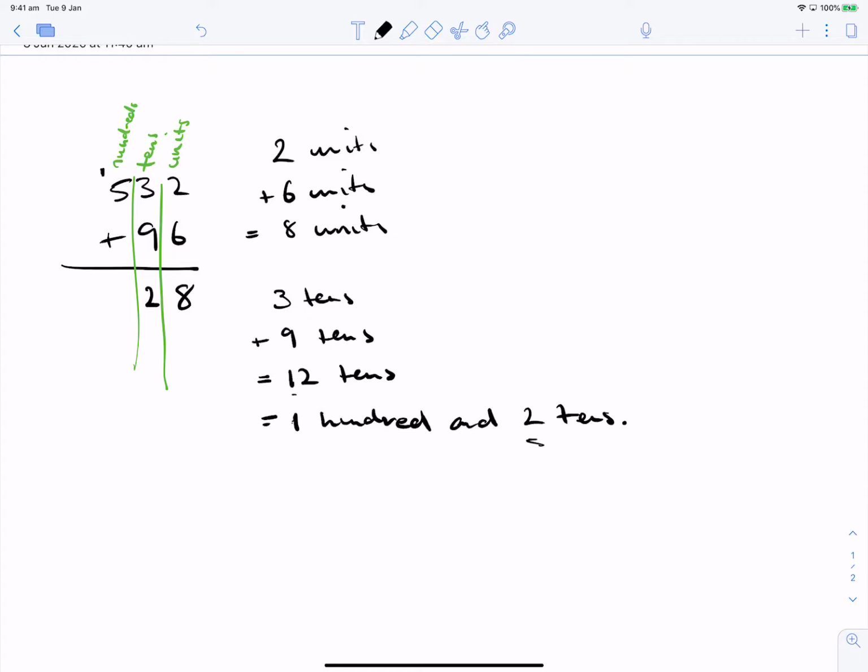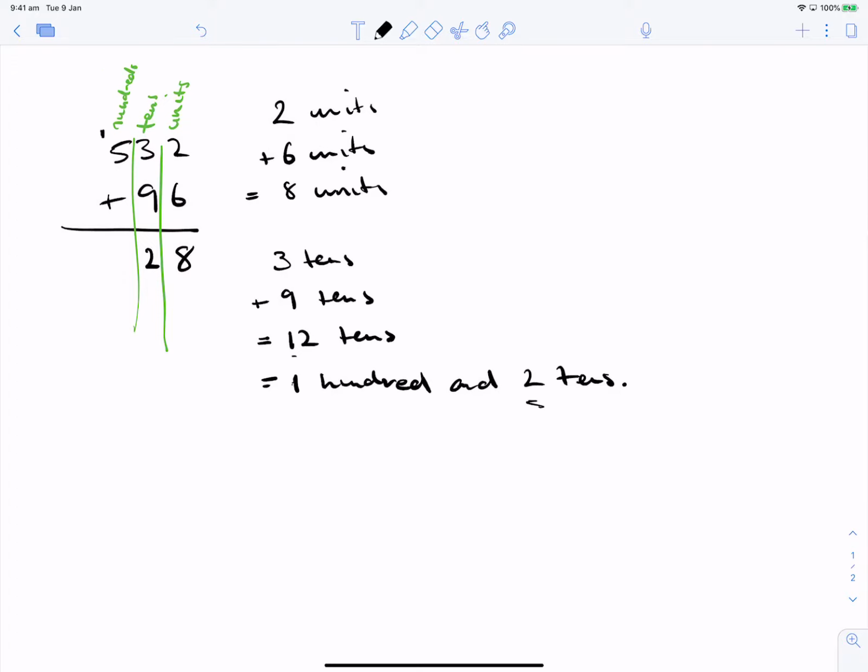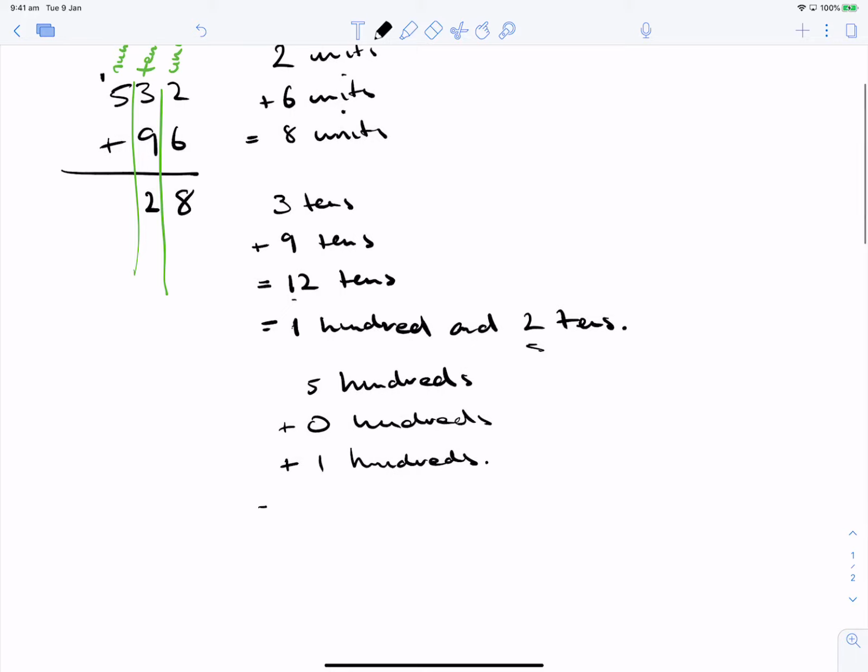And so I do what I normally do here. I've got my 2 plus my 6, my 3 plus my 9. Now I'm going to do 5 plus 0, because I don't have any hundreds in the bottom column there. So I'm going to say I've got 5 hundreds plus 0 hundreds. Then I'm going to add on my extra 100 as well, plus 100 equals 6 hundreds. And that fills in that column there.